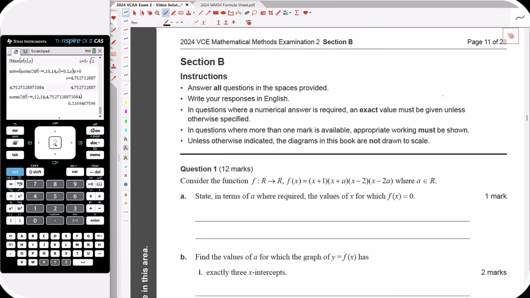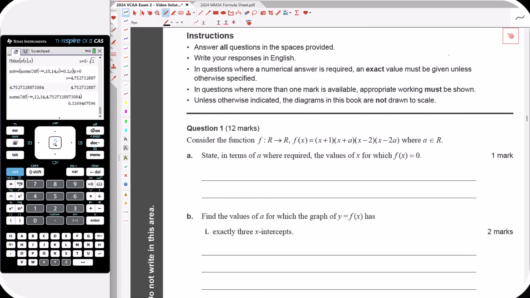Okay, so usual instructions for section B: answer in the spaces provided, answer in English, exact value unless otherwise specified, and where a question is worth more than 1 mark, appropriate working must be shown. So you can't just write an answer. Even if there's 2 answers, I wouldn't just write an answer in a 2-mark question. I would always make sure you've written some kind of working along the way.